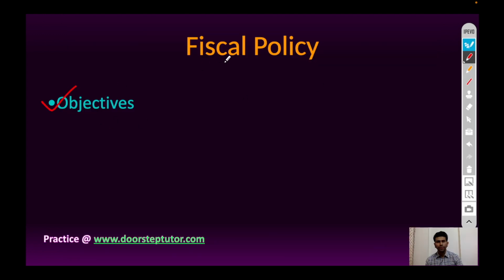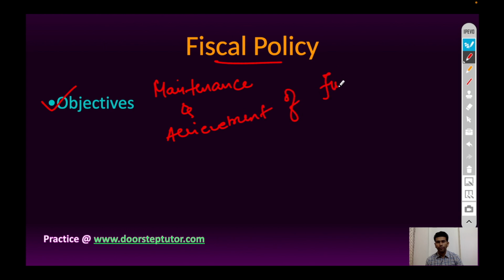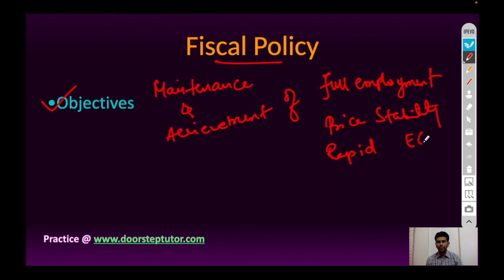What are the objectives of fiscal policy? Maintenance and achievement of full employment, maintenance of price stability, rapid economic growth, and equal distribution of income and wealth, that is, income equality.